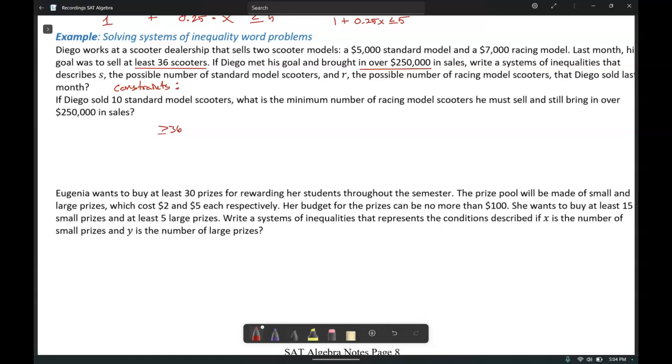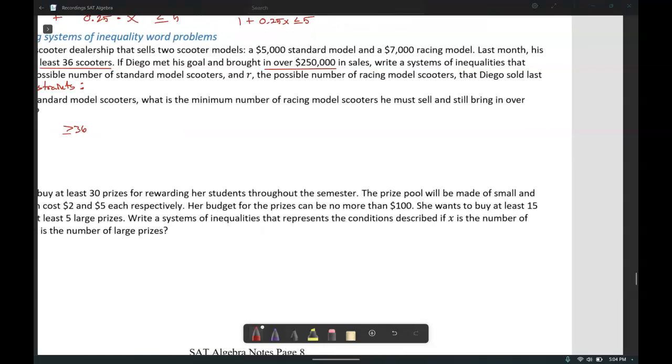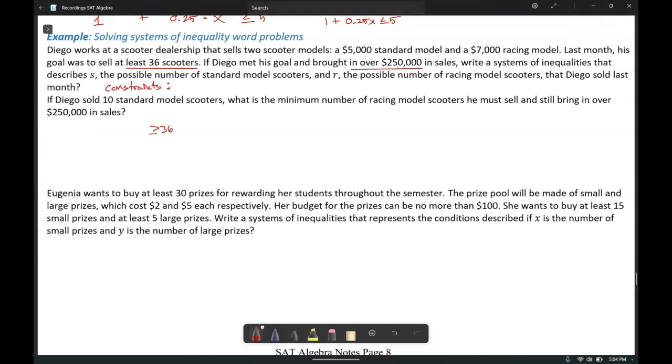And in order to total up the number of scooters, well, we just take the number of standard model scooters that he sold, which is S, and the number of racing model scooters that he sold, which is R, and we sum them up. S plus R has to be greater than or equal to 36.